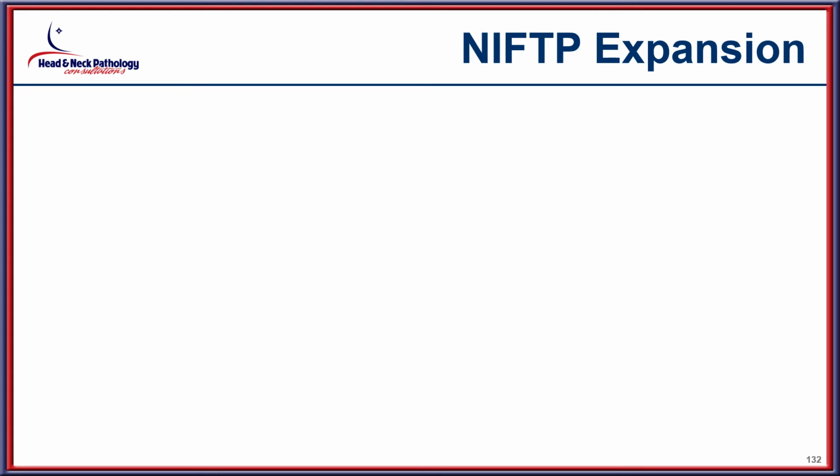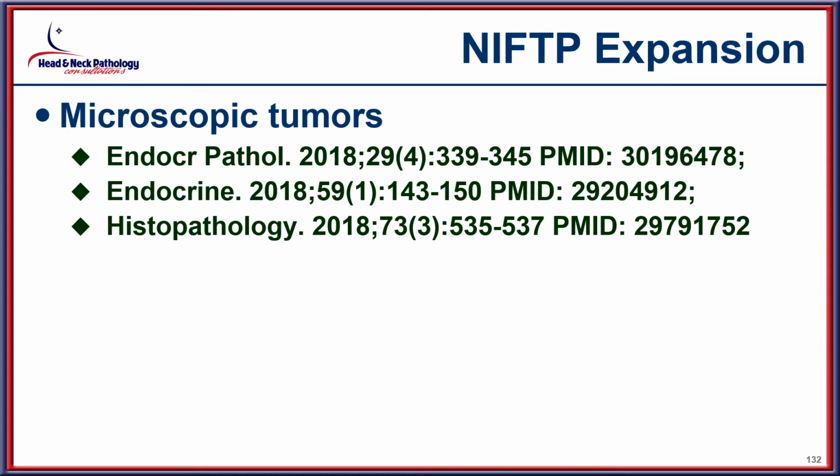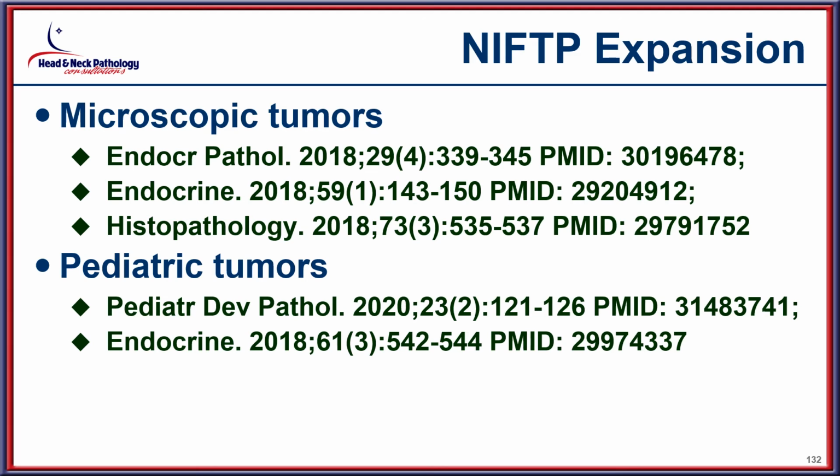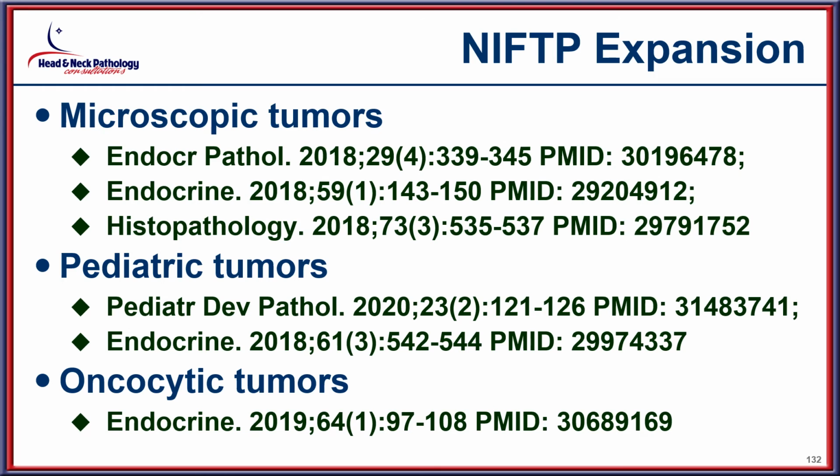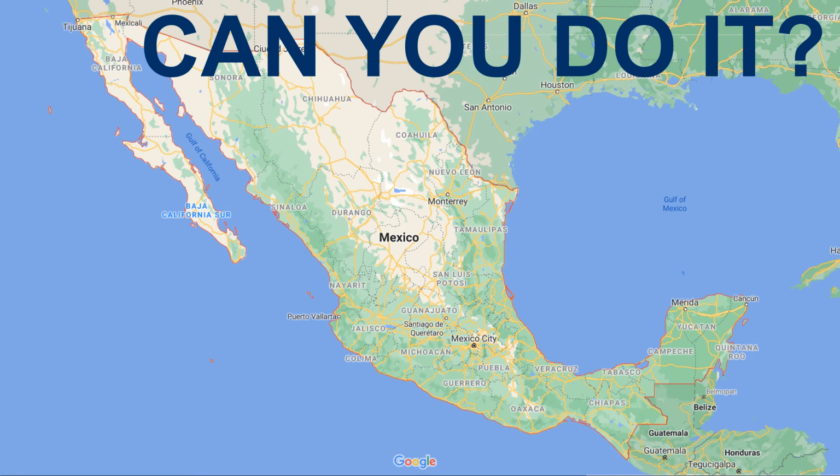Let me just say that there has been an expansion of NIFTP over the 5 ensuing years since its original publication. Microscopic tumors are now recognized. These are tumors that are less than 1 centimeter in size. In the original criteria, the tumor needed to be at least 1 centimeter. Pediatric case tumors are also now recognized, as well as those that are macroscopic, meaning much larger than 4 centimeters in size. And then finally, the oncocytic tumor category type has also been recognized as a potential candidate within the NIFTP group.